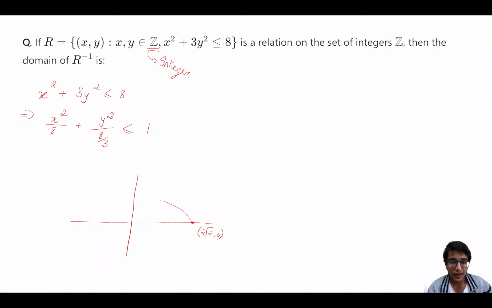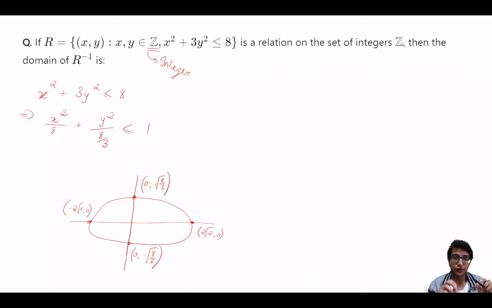So let me make my ellipse first. So this is my ellipse. Here I am going to have minus 2 root 2 comma 0. What would be my b values here? My top value would be 0 comma root under 8 by 3. And here I am going to have 0 comma minus root under 8 by 3. And since it says that all values are less than or equal to 1, that means the values that we have to choose are going to be inside the ellipse.